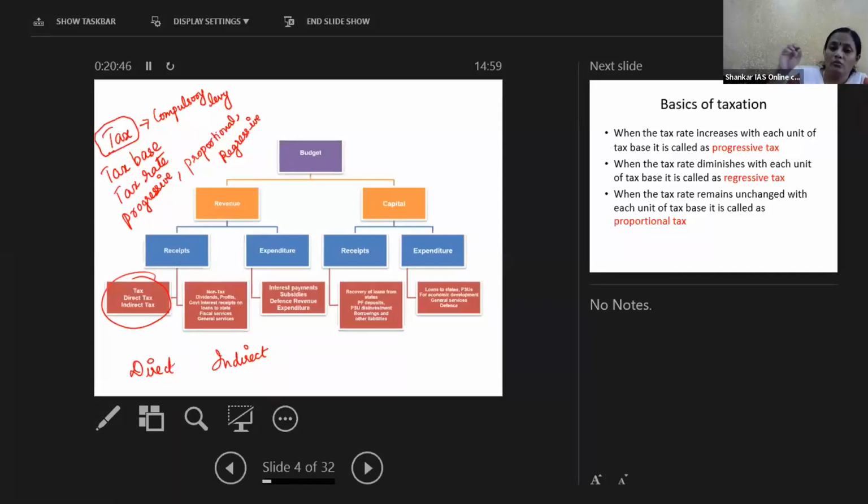So we have learned what is tax, tax base, tax rate, proportional taxation, progressive taxation, regressive taxation, direct taxes, and indirect taxes. If we are clear with all these basic terminologies and concepts, now we are going to see the list of examples of the direct taxes. Then we will see the examples of the indirect taxes.